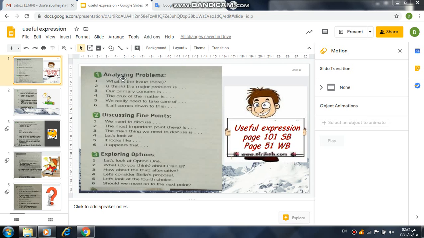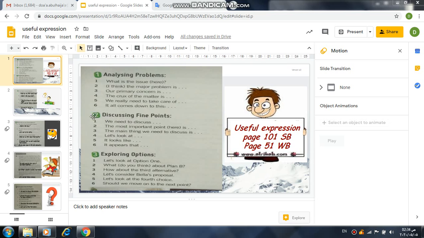Let's start with analyzing a problem. In analyzing problems, we will use: Number 1, what is the issue here? Issue means a problem. Number 2, I think the major problem is. Number 3, our primary concern is. Number 4, the crux of the matter is. Number 5, we really need to take care of. Number 6, it all comes down to this.